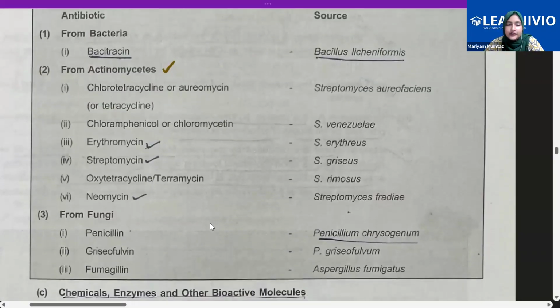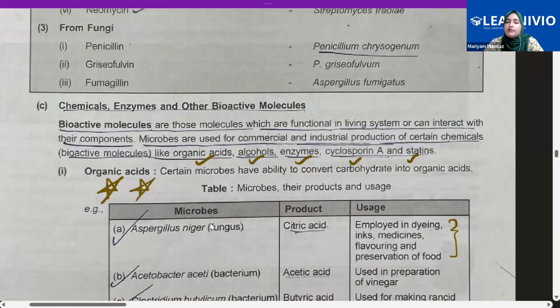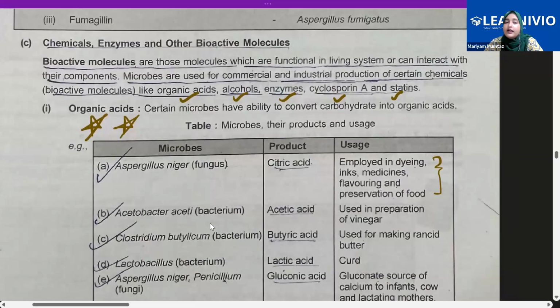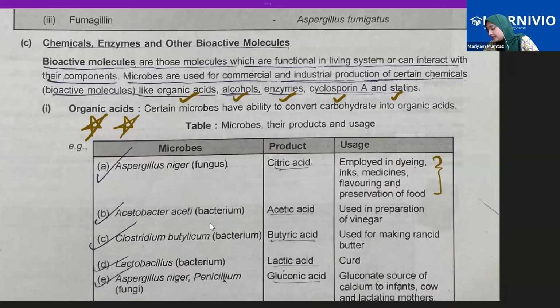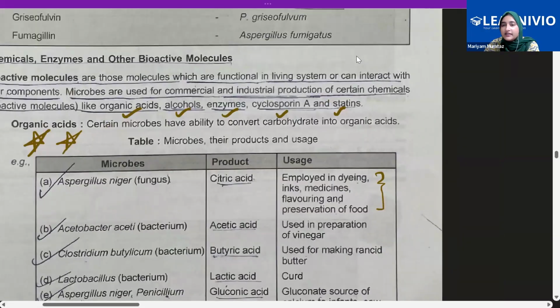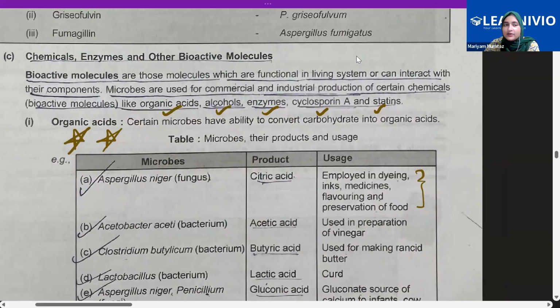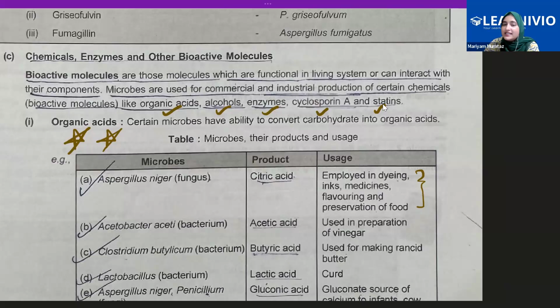Okay. Now, furthermore, from the microorganisms, there are a lot of enzymes, chemicals, and bioactive molecules that are also synthesized. Bioactive molecules are those molecules which are functional in living systems and can interact with their components. So, microorganisms are again used to make them, such as organic acid, alcohol, enzymes, cyclosporin A, and statins.